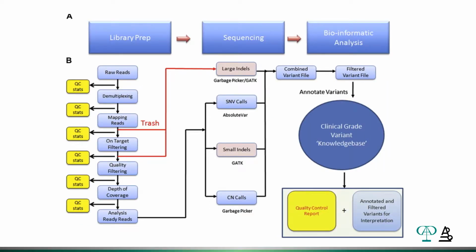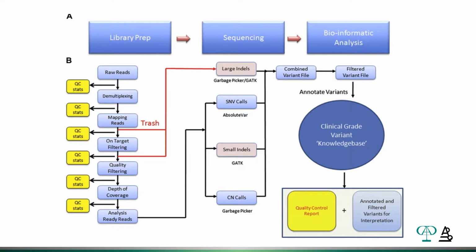Here's a little bit of a blowout then. You see the library prep, the sequencing, and then the bioinformatic analysis across the top. And then the bioinformatic analysis is blown out a little bit in section B below. And what you can see is that the analysis of next-generation sequencing is really quite a complicated process. You start off with the raw reads, so those are the reads from each of the individual molecules that you made in your library.